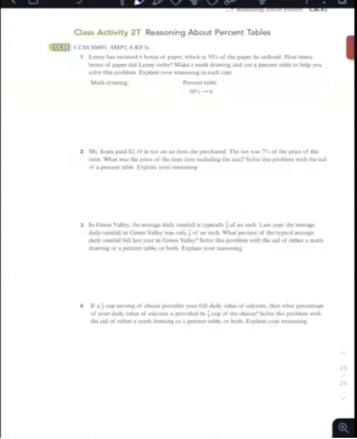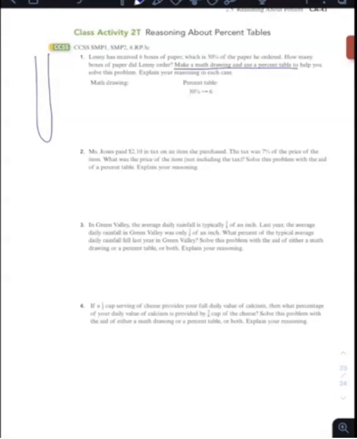Let's look at some applications and take this percent thermometer for a bit of a ride and see how it does. The problems here ask you to make a math drawing and use a percent table, but I'm actually going to just limit myself to the percent thermometers, and you can get the practice with math drawings and percent tables from the textbook. Let's take a look.